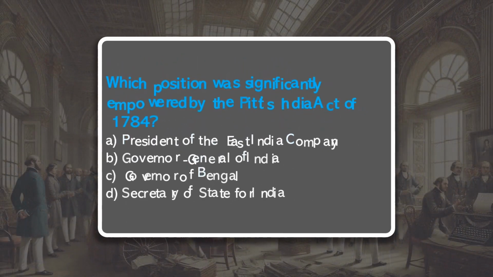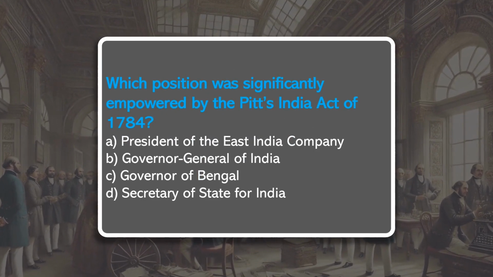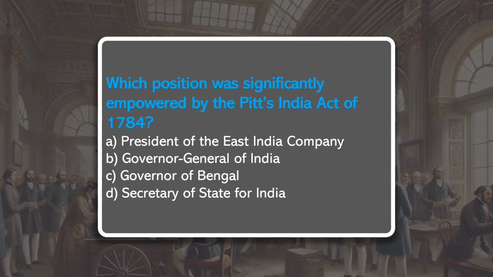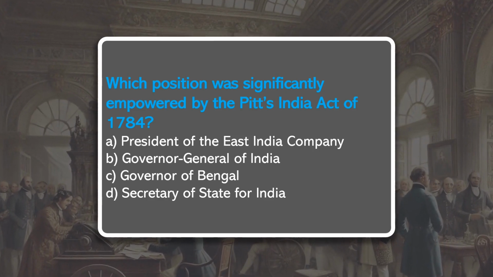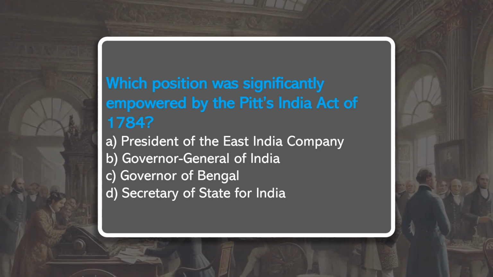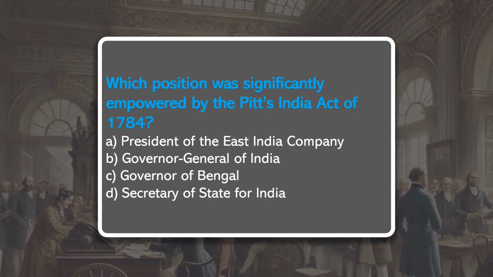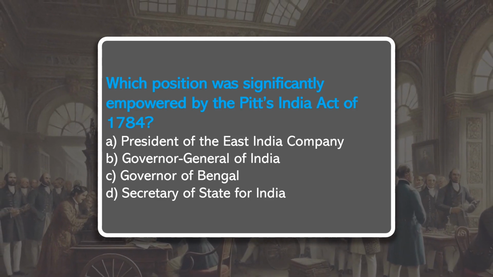Question 3. Which position was significantly empowered by the Pitt's India Act of 1784? Options are A. President of the East India Company, B. Governor General of India, C. Governor of Bengal, D. Secretary of State for India. The answer is B. Governor General of India.